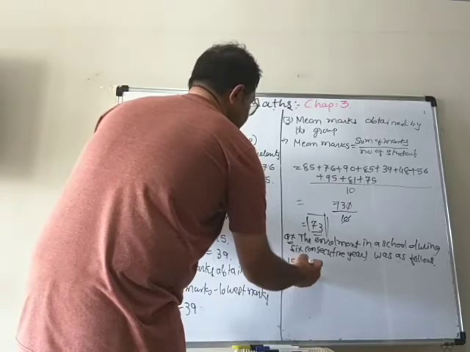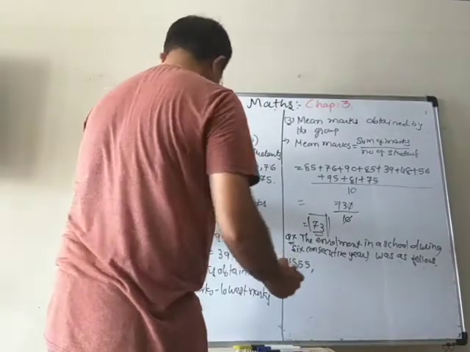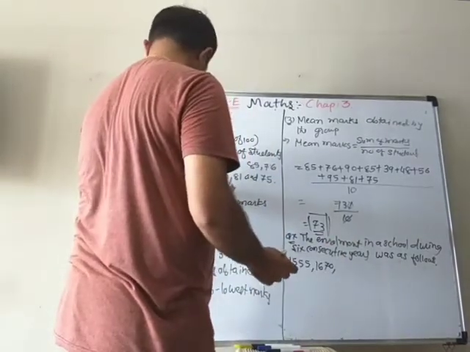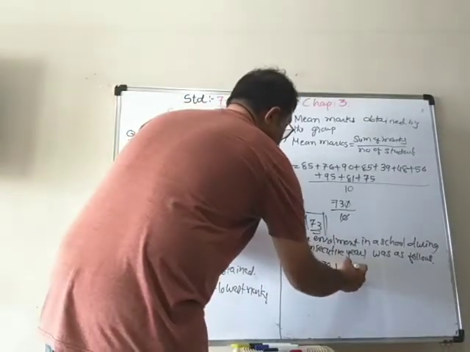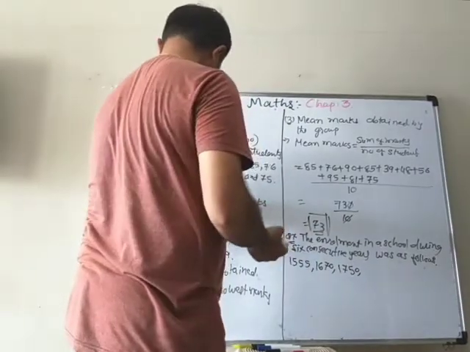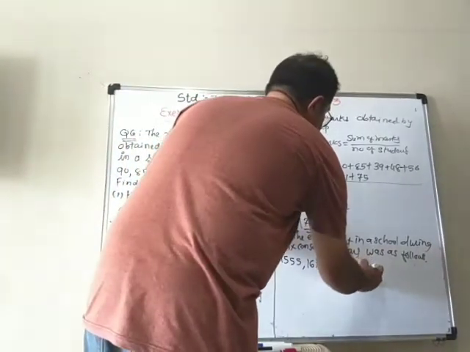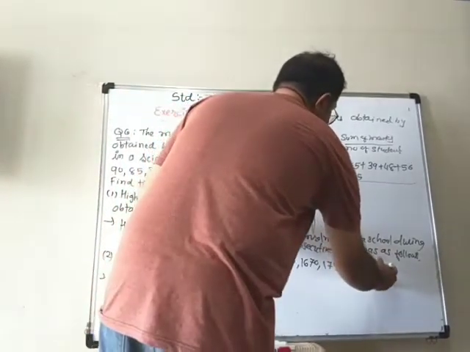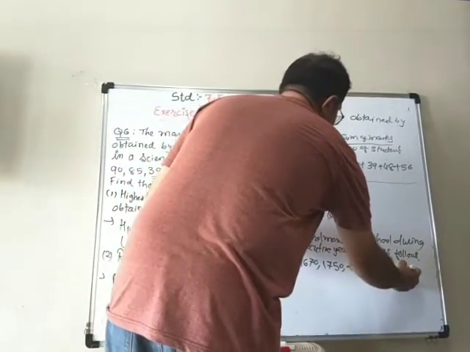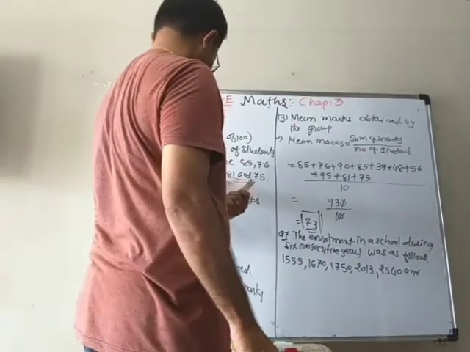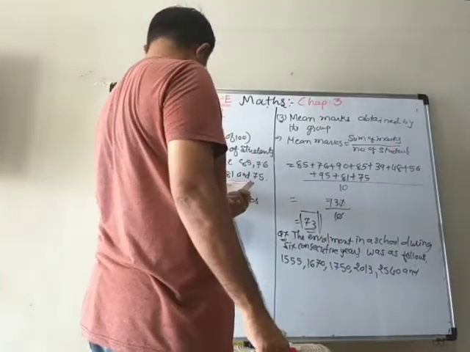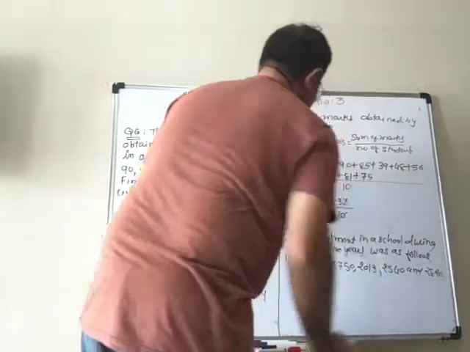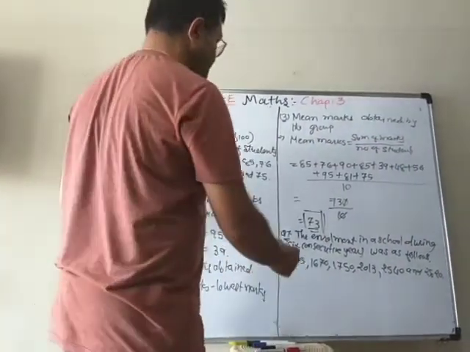1555, 1670, 1750, 2013, 2540 and 2820, and we have to find the mean.